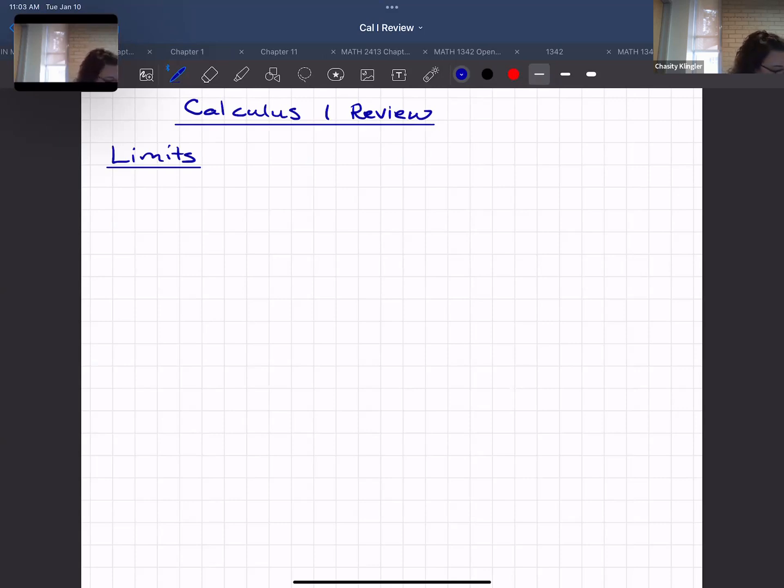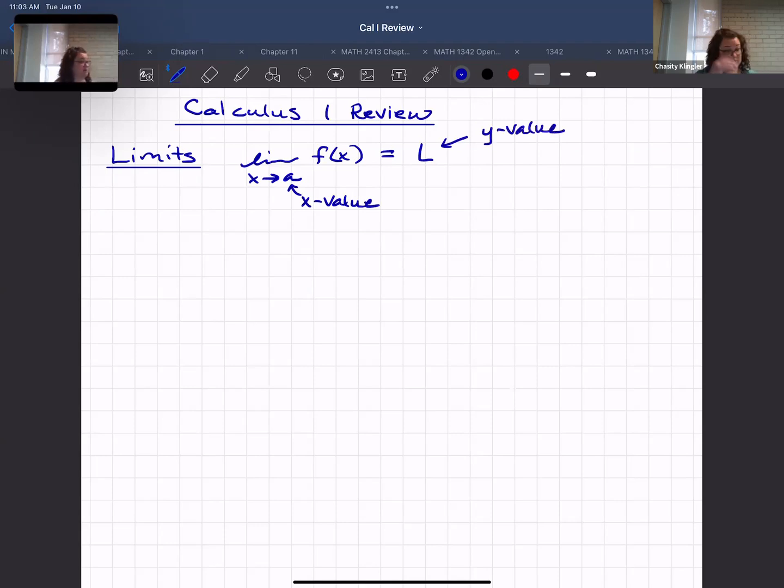So remember, notation is very important for limits. If you have the limit of f of x as x approaches a equals L, remember the a is the x value you're approaching, and L is the answer, the y value that it's going to. Okay.